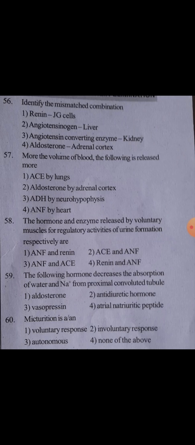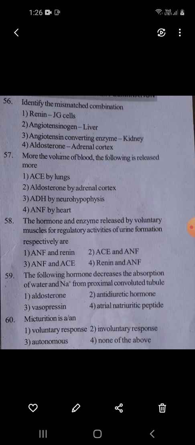Next comes the 56th question. Identify the mismatched combination. 1. Renin, JG cells, 2. Angiotensinogen, liver, 3. Angiotensin converting enzyme, kidney, 4. Aldosterone, adrenal cortex.